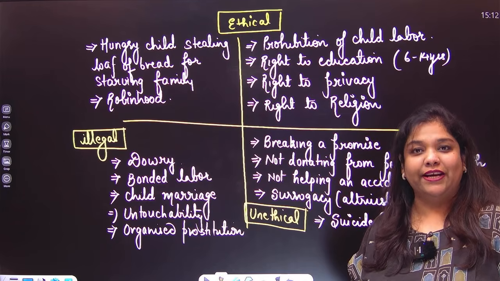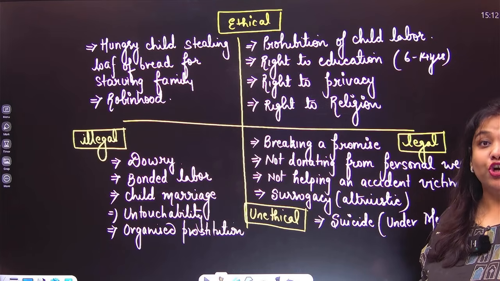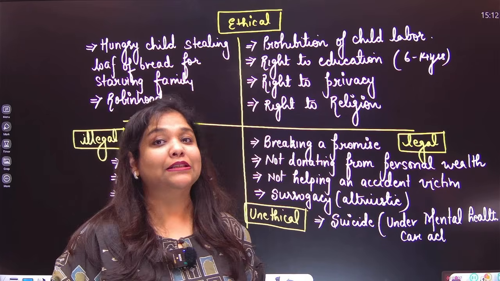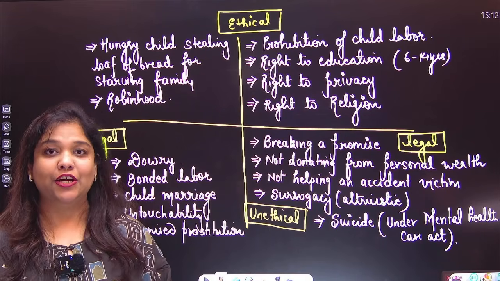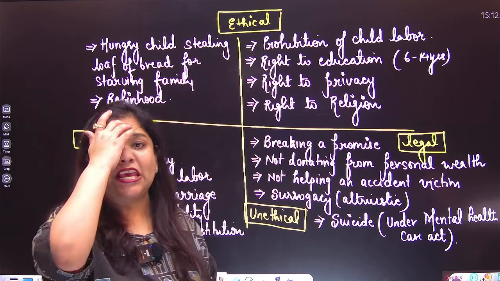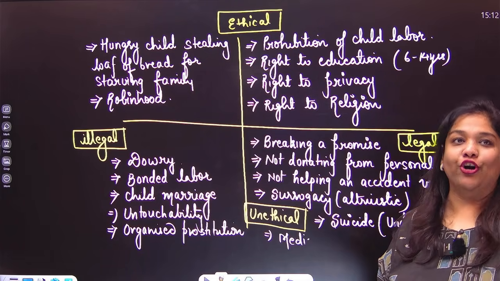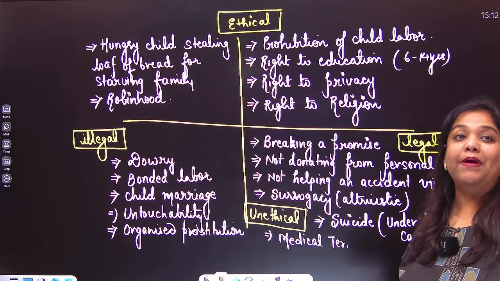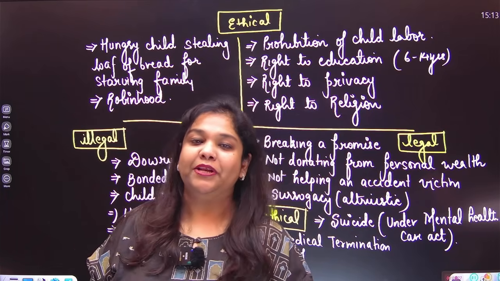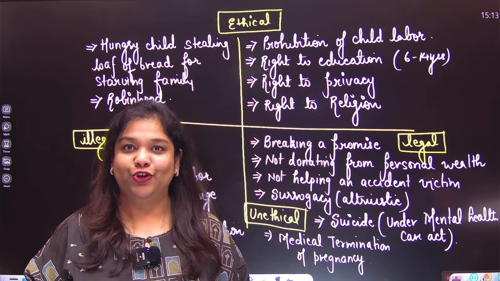For example, suicide. Suicide has been decriminalized under the Mental Health Care Act, so suicide no longer is illegal, but it may not be considered ethical by society, because we are a religious society, and it is believed that giving life or taking life should be in the hands of God and not humans. Similarly, medical termination of pregnancy. Again, it is legal provided you are terminating the pregnancy as per the law, but many in society may not consider it to be ethical.